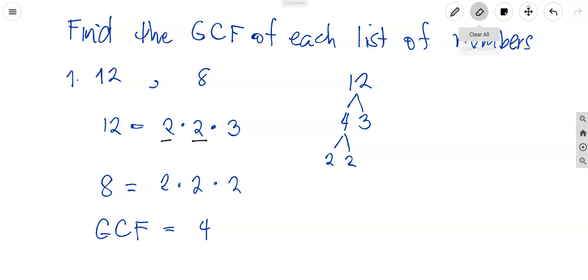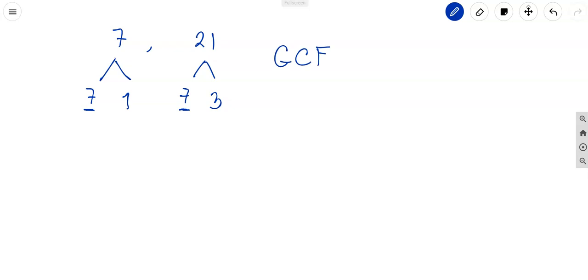Another example. Let's try 7 and 21. What is the common factor of 7 and 21? For 7, we multiply 7 times 1. How about 21? We have 7 times 3. The common factor of 7 and 21 is 7. Therefore the GCF of 7 and 21 is equal to 7.